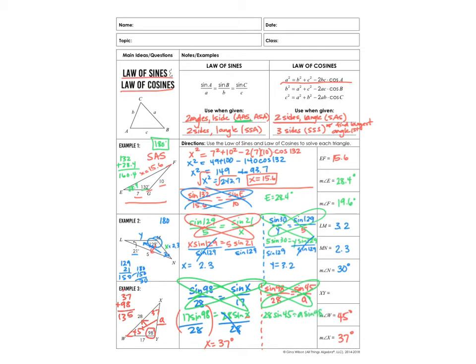You get A by itself by dividing by the sine of 98. These cancel, and A equals this. Okay, so you're going to do 28 times the sine of 45 divided by the sine of 98. You get 19.99, which is going to round to 20. So that's 20. So that was XY.